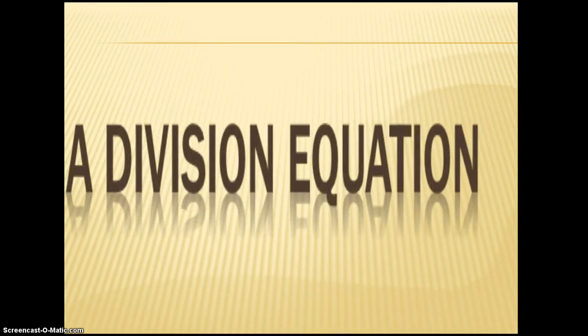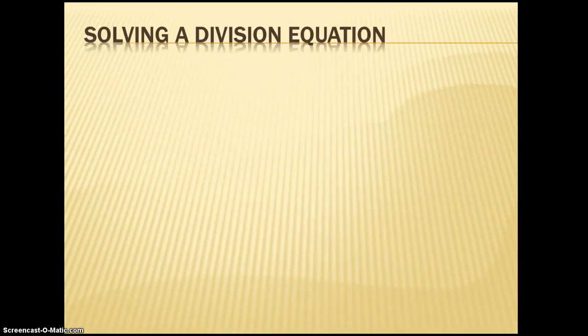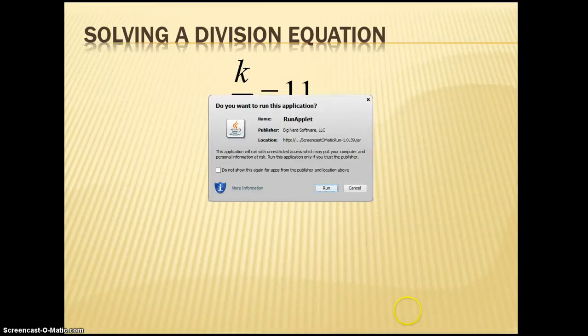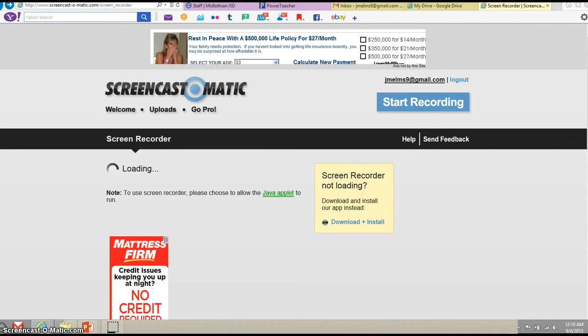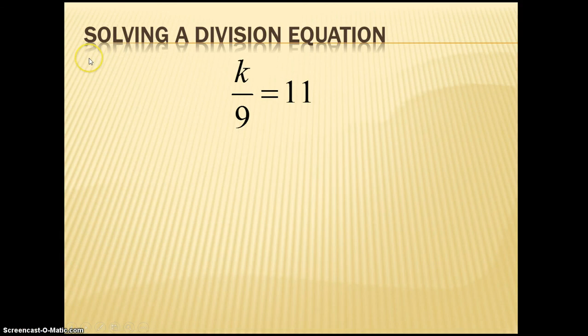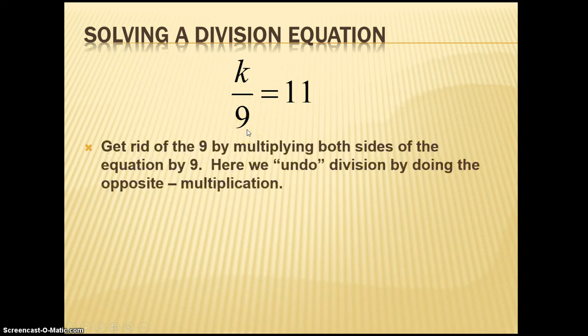Alright, so now let's solve a division equation. These are probably the easiest of all. So let's take a look. Sorry about the brief technical issue, but when you have k divided by 9, the opposite of divide is multiply. This 9 is dividing into the k, so the opposite of that would be to multiply across. So I'm going to multiply both sides. We're going to undo the division by multiplying. I'll multiply both sides by 9.